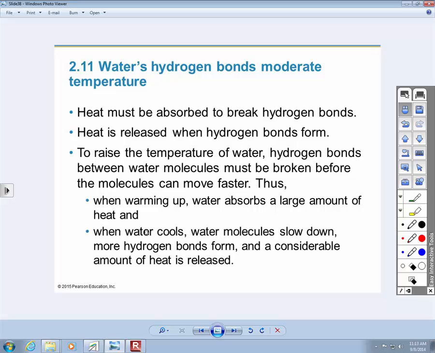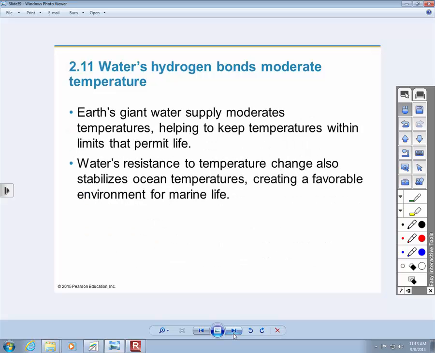Let's see. We've talked about all the rest of that. Okay, so we do have a large supply of water that does keep the temperatures relatively constant on the planet, which it has for a while. And of course, now we're in a little bit different situation.